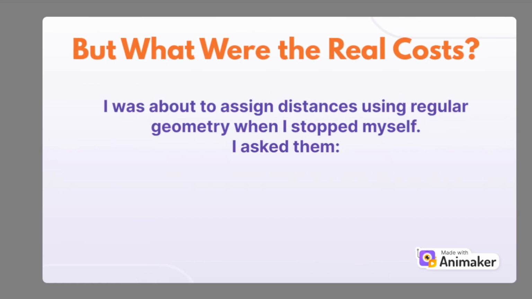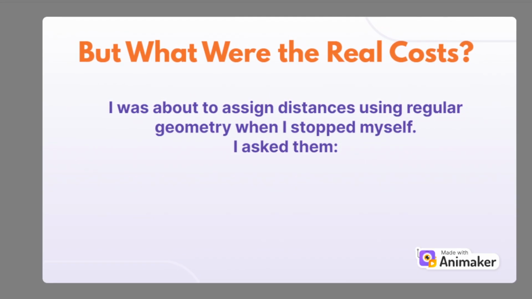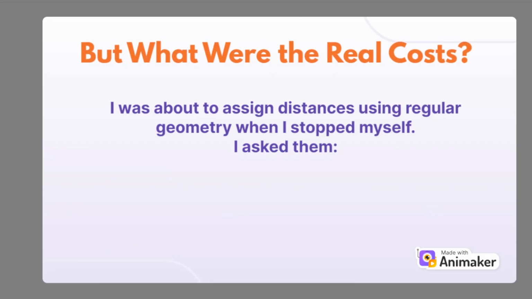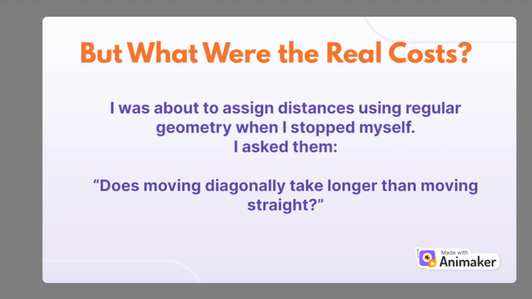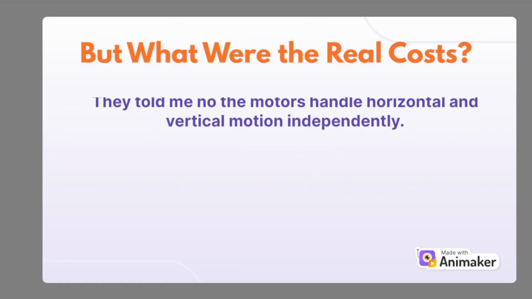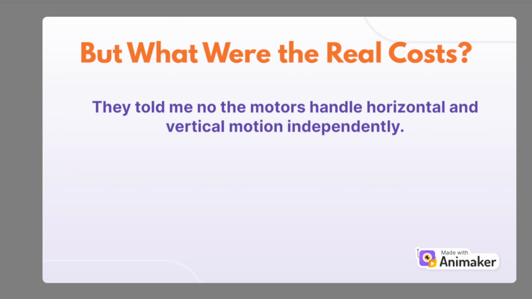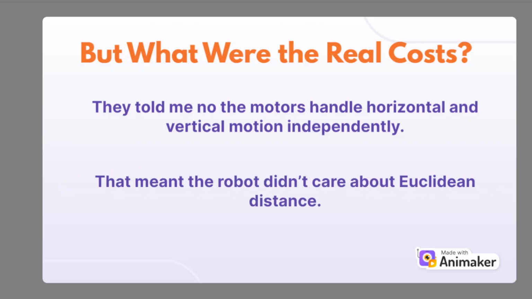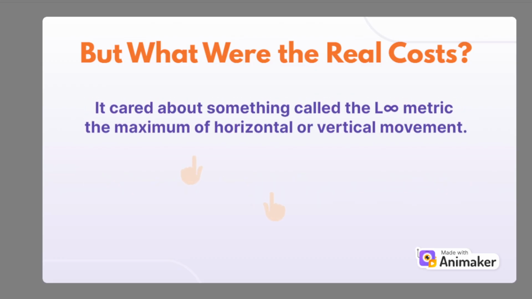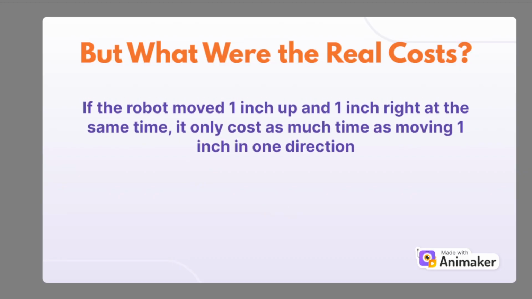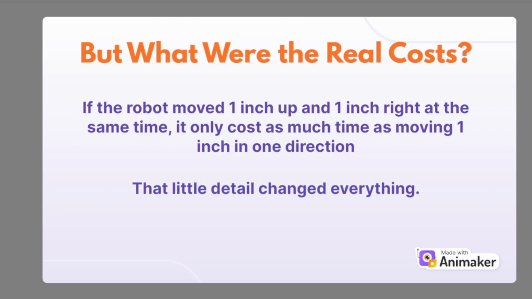I was about to assign distances using regular geometry when I stopped myself, and I asked them, does moving diagonally take longer than moving straight? They told me no. The motors handle horizontal and vertical motion independently. That meant that the robot didn't care about Euclidean distance. It cared about something called the L-infinity metric, the maximum of horizontal or vertical movement. If the robot moved 1 inch up and 1 inch right at the same time, it only cost as much time as moving 1 inch in one direction. That little detail changed everything.